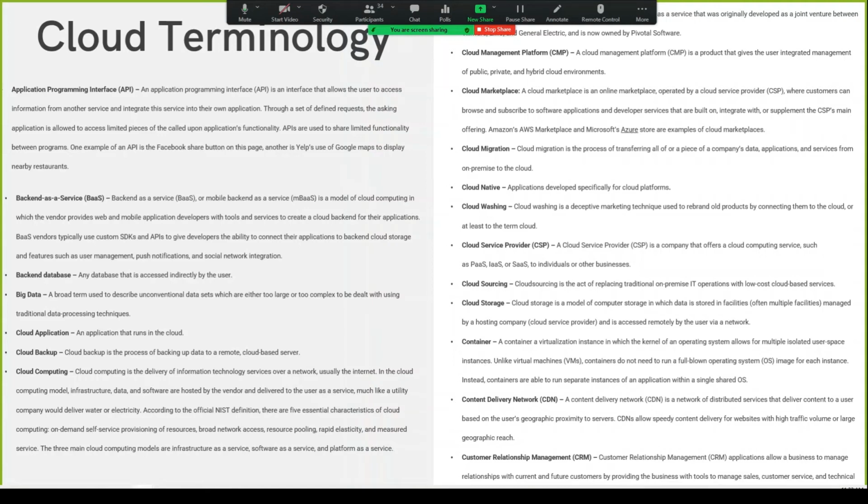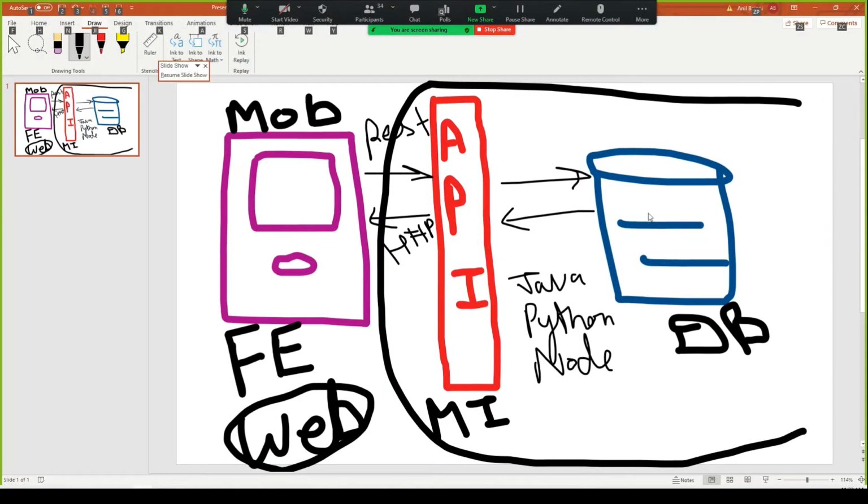Technology. So we talked about what is application programming interface. We talked about what is backend as a service. Now the backend database, I think this must be clear by now. We just talked about it. Any database that is accessed indirectly by the user is called a backend database. Then backend database can also be classified into multiple categories.